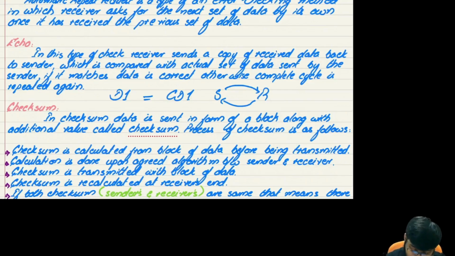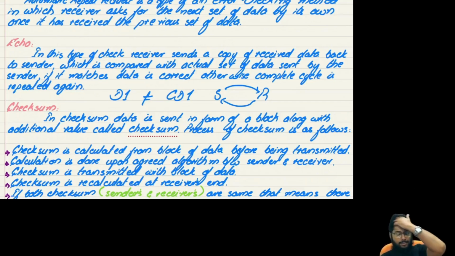But if it's not equal, the comparison is not true, that means there is an error in the transmission of the data. But it's not too perfect, or you may say it's not too good, because it's time consuming: if there is an error, you need to repeat the entire cycle, the entire process once again, so it's quite time consuming.